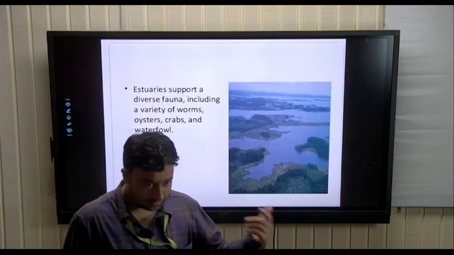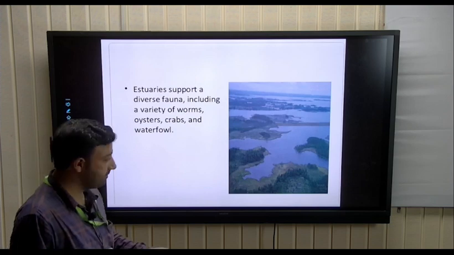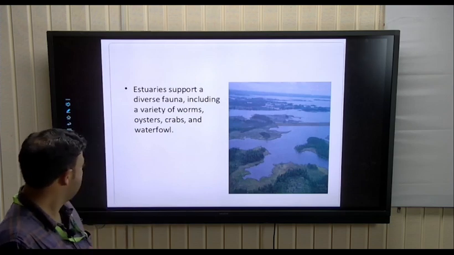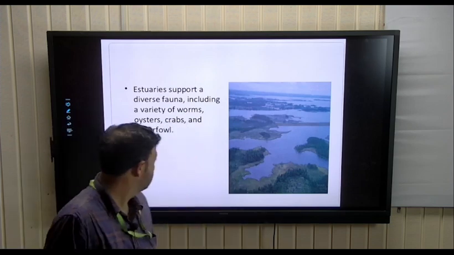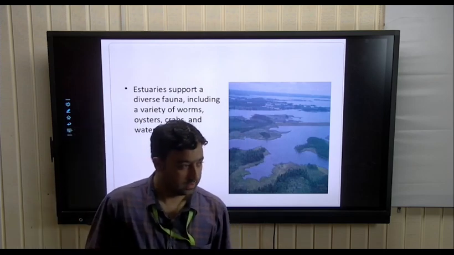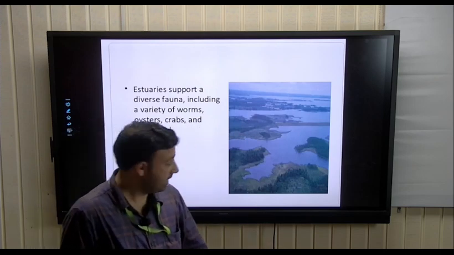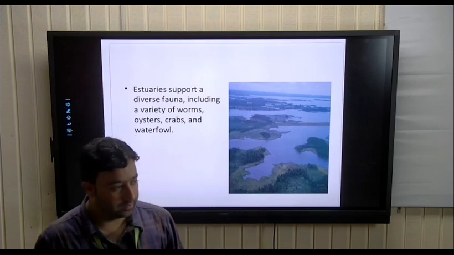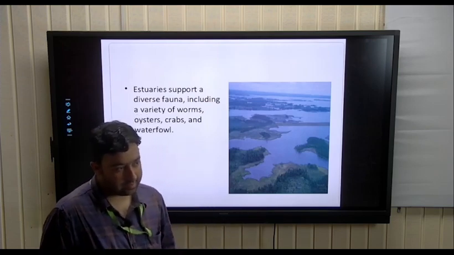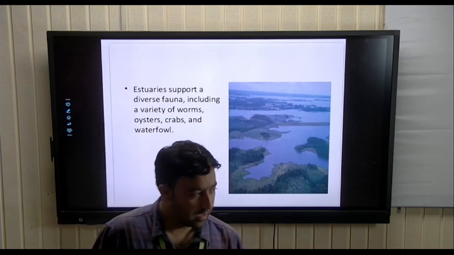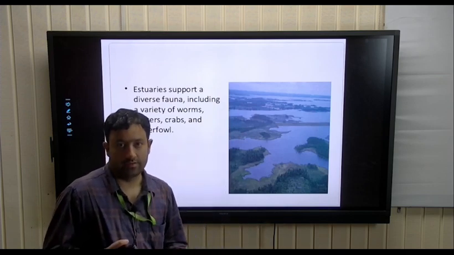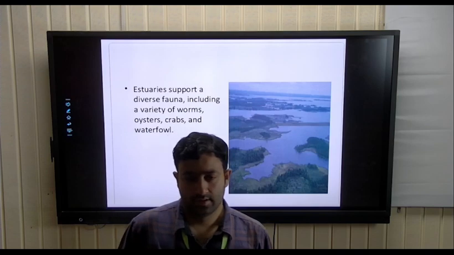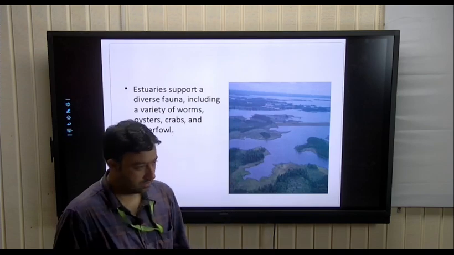Estuaries are supported by a diversity of fauna, whether worms, oysters, crabs, or many other species of animals. So there is a diversification of plants and animals present in these estuaries.